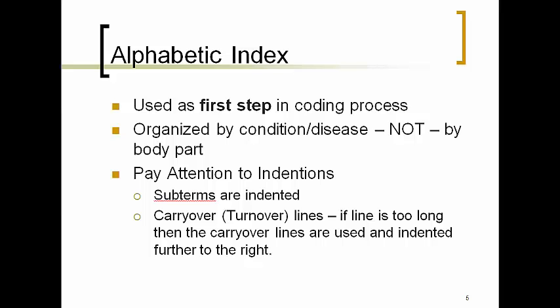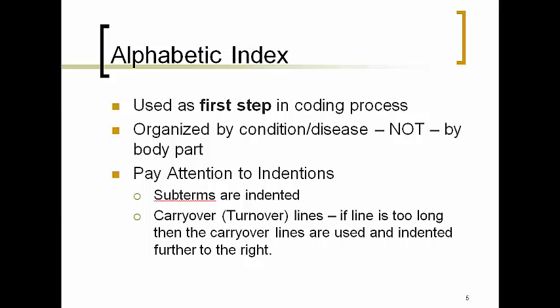The alphabetical index is used as your first step in the coding process, and there are multiple steps. One important aspect to realize is that it is organized by condition and disease and not by body part, which means you cannot locate something by looking for elbow or finger or femur.